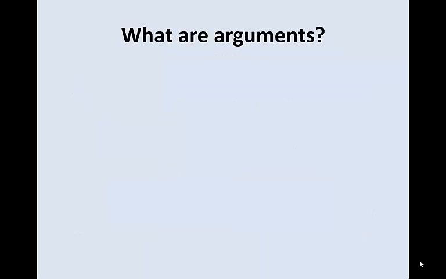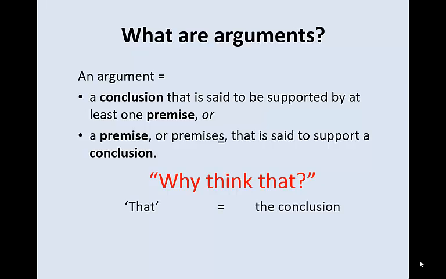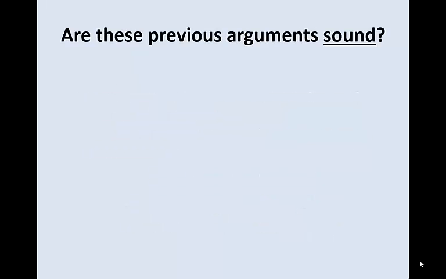So what are arguments? An argument is a conclusion that's said to be supported by at least one premise, or a premise or premises that are said to support a conclusion. Arguments always have conclusions and they always have at least one premise. If you don't have both, you don't have an argument. If you were to ask why or why think that, the that would be the conclusion and the why would be the premise or premises.